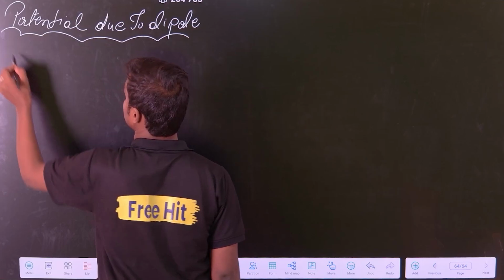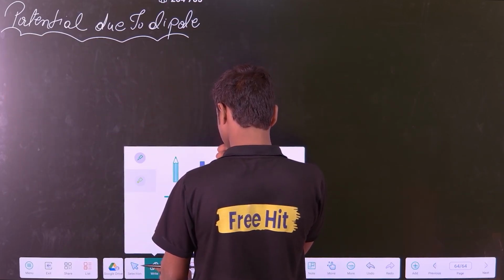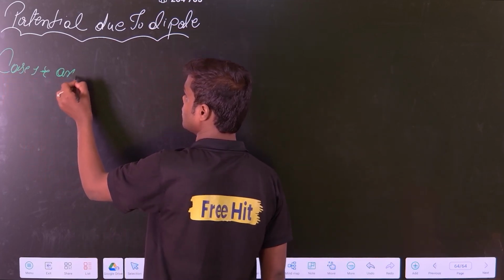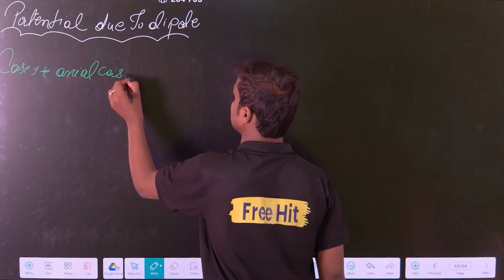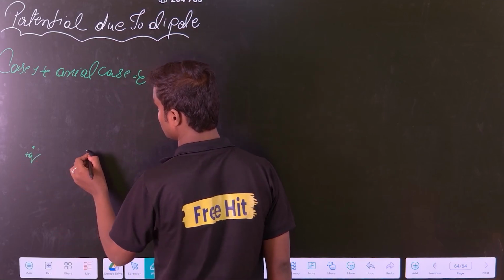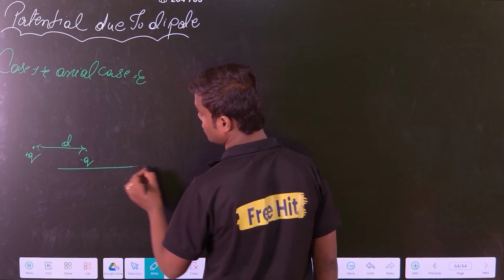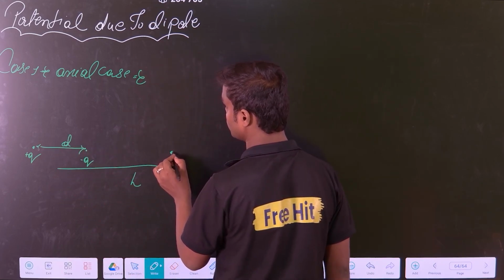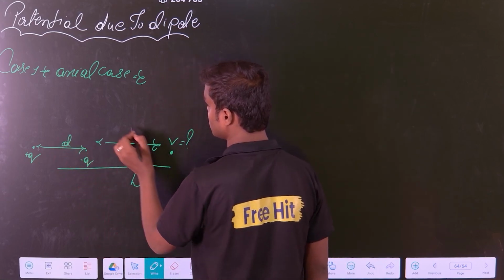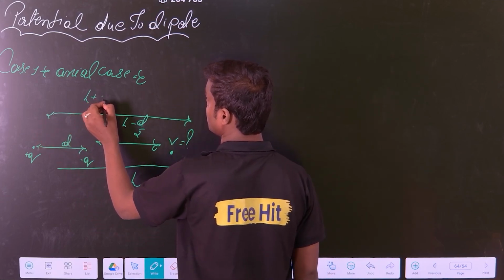Now you can tell me how to calculate the potential due to a dipole. It's very simple. There will be two cases. The first case is the axial case. What is the axial case? Simple. Suppose I have a plus charge q and a minus charge q. The distance between them is d. Now from the center, suppose the distance is L, and here I want to calculate the potential V. How to calculate? This distance will be L minus d by 2, and this distance will be L plus d by 2.